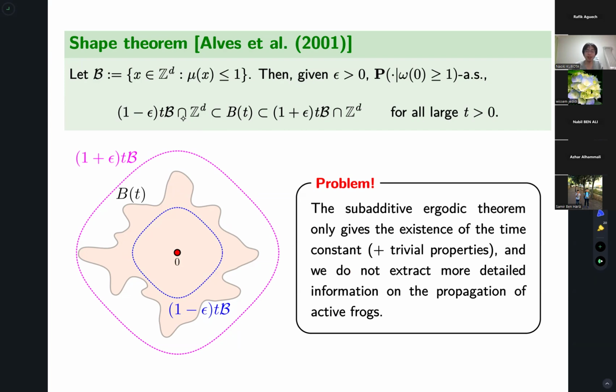So the subadditive ergodic theorem only gives the existence of the time constant, plus trivial properties. But we don't have any more detailed information on the time constant. So to study the propagation of active frogs more precisely, we have to analyze the time constant more precisely, beyond the subadditive ergodic theorem.